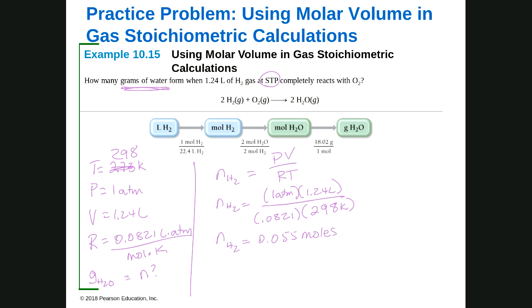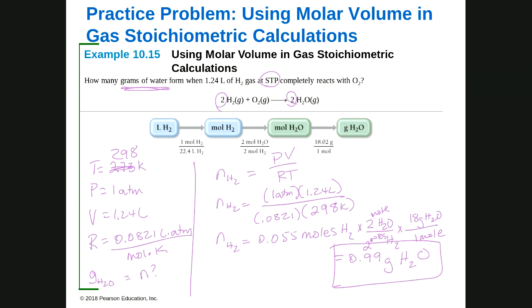That's of H2. And so to figure out moles of water, it's going to be the same actually, because their molar ratio is 2 H2O moles for 2 of H2. So it's 2 to 2 or 1 to 1. And then there's 18 grams of H2O in 1 mole. So that gives me about 0.99 grams of water. About a gram of water, actually.